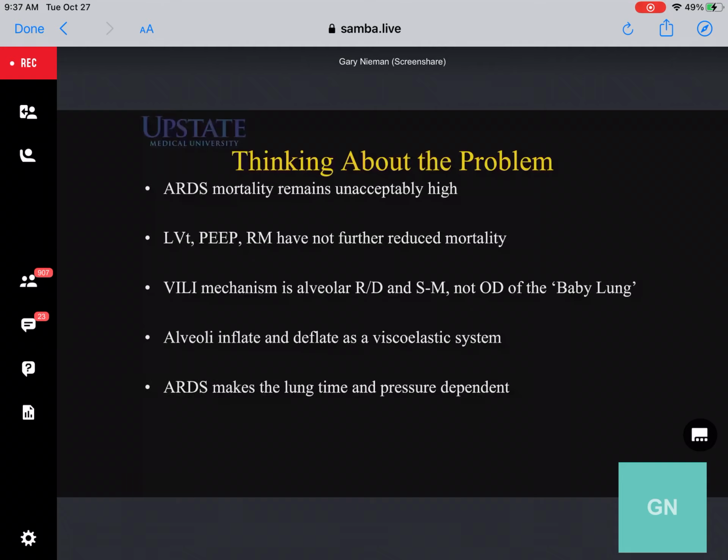ARDS makes the lung time and pressure dependent. And I think this is a very important concept. And what do I mean by time and pressure dependent? It means that in the ARDS lung, it will collapse very quickly at atmospheric pressure.